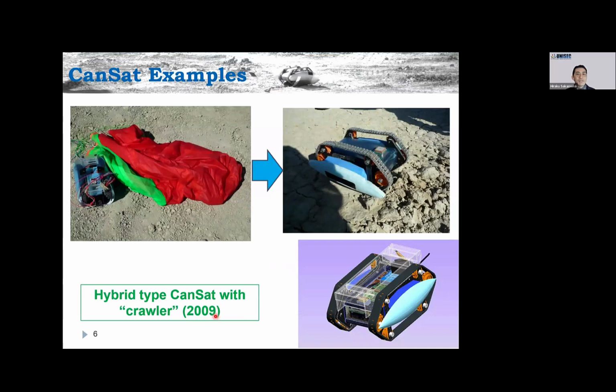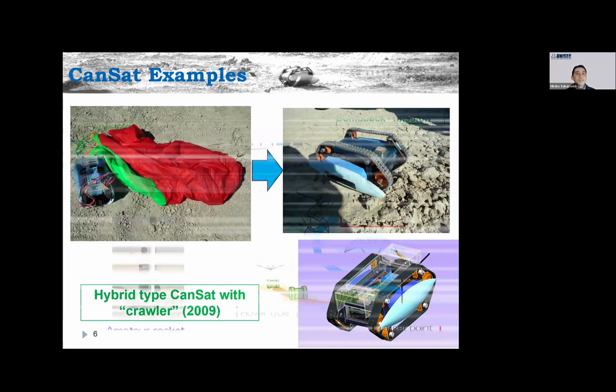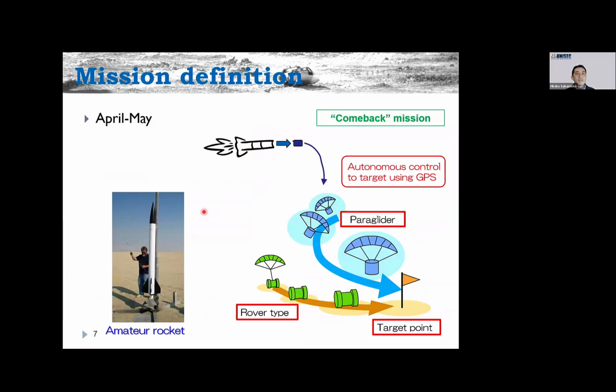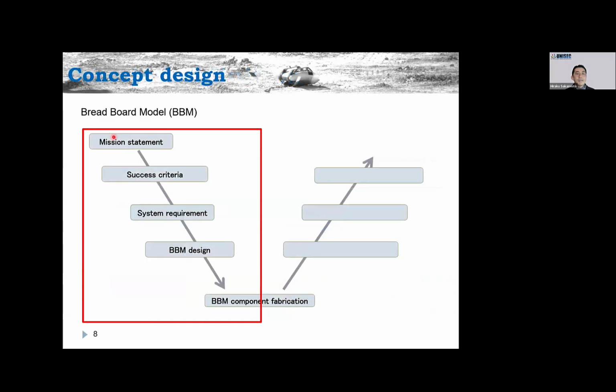So this is one example. Actually, this example is very old, but this is a typical comeback satellite, comeback CANSAT. We have a paraglider and also a crawler. As the first step, I ask students to define a mission. So basically the typical CANSAT sequence is like this. After the release, it runs back or flies back to the target. And this is a V model of systems engineering.